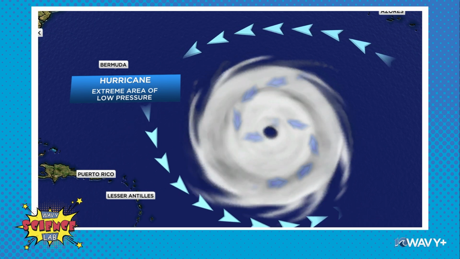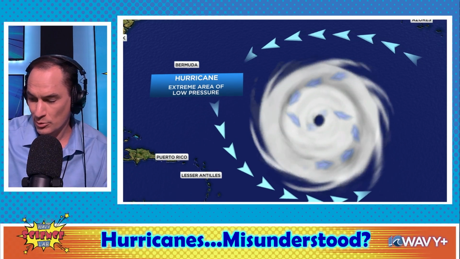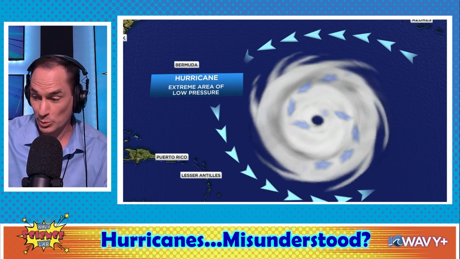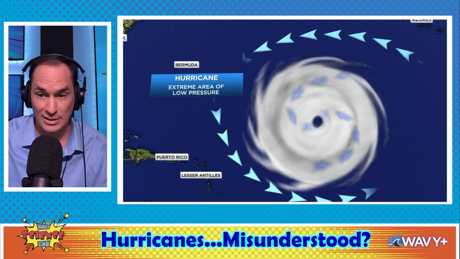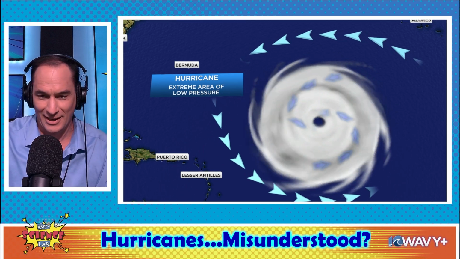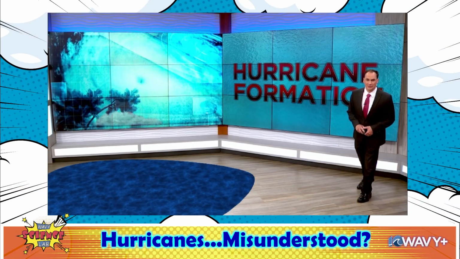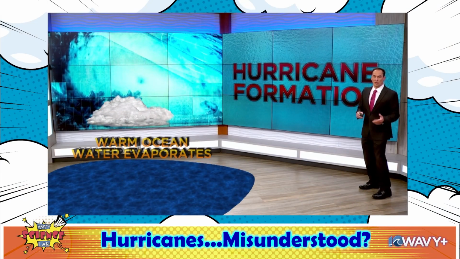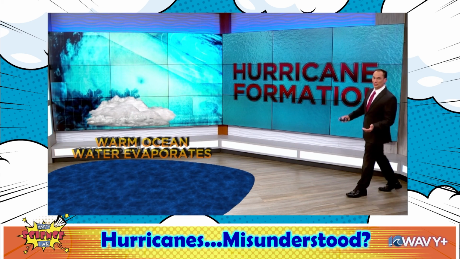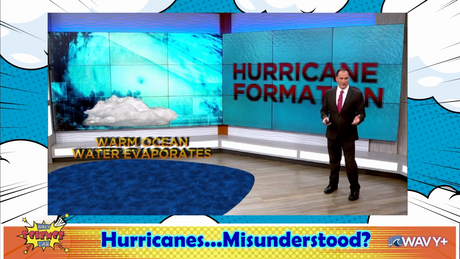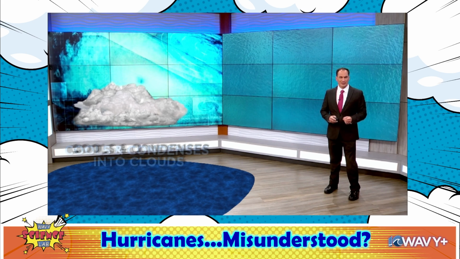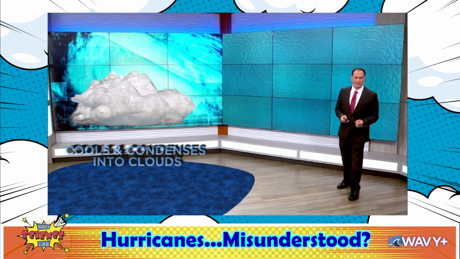Now, we're going to do something different today. That's right. We're actually going to take a look at some 3D. So as long as I hit this right button and make it work, let's try it out. Let's use 3D to talk about hurricane formation. So what do you need for that? Well, you need warm ocean water. It evaporates, and then that goes up into the sky, and it cools and condenses into clouds.